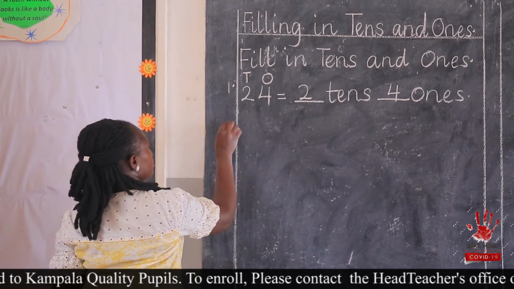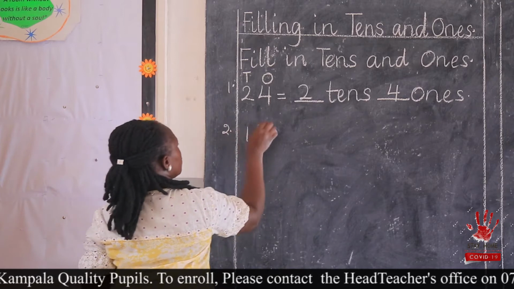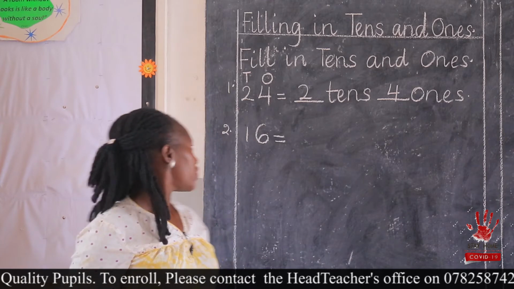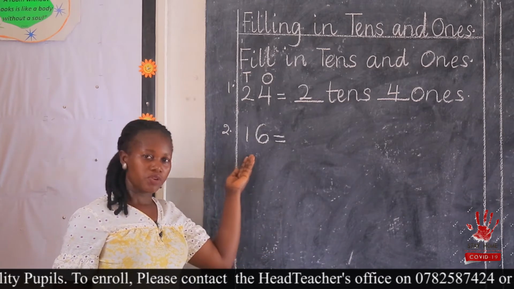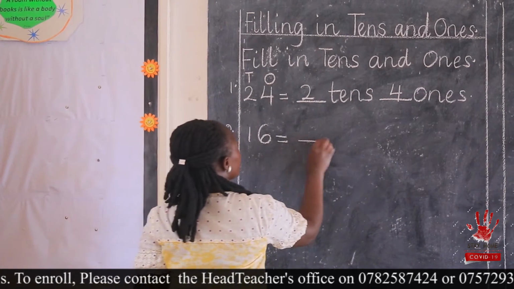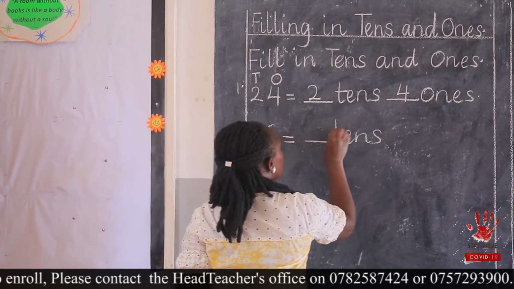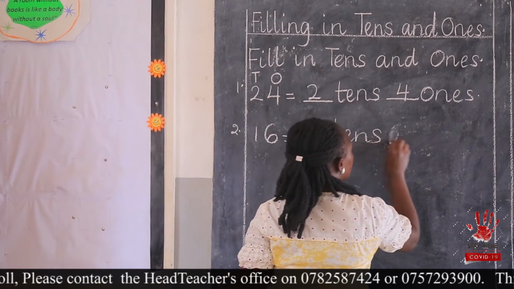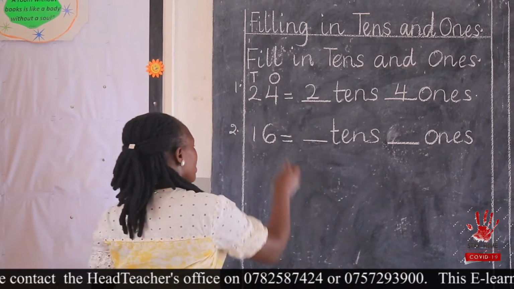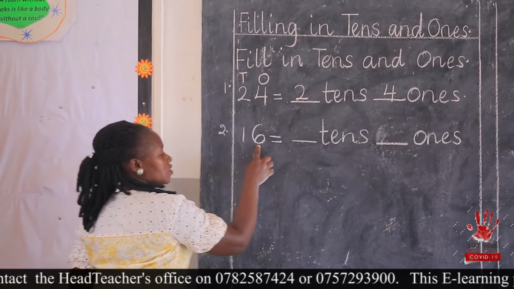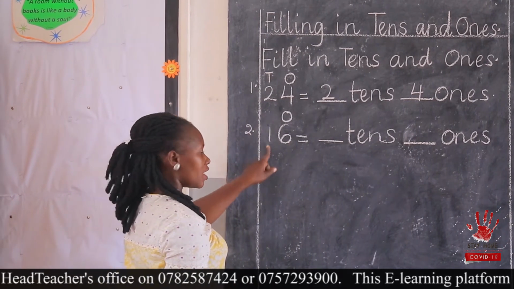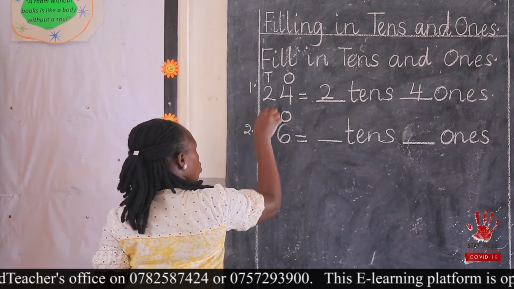I'm giving you another example. There we go. Which number is that? 16. Now, what are we going to first do? We are going to first give them their place values. Okay? Before we fill in tens and ones. Very fast, tell me, what is the place value of 6? It's ones. So I write capital O. What is the place value of 1? Tens. So I write capital T.